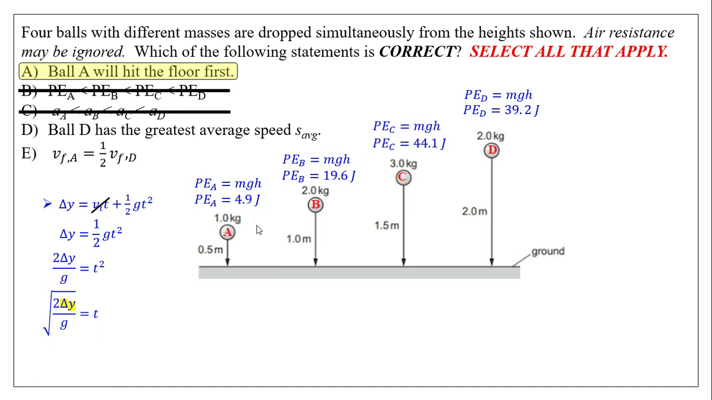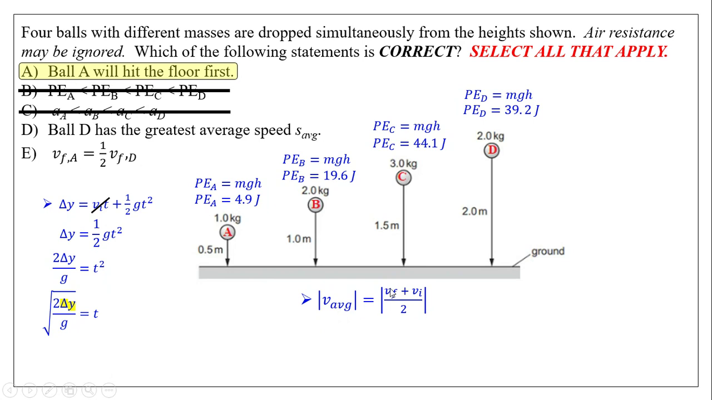Choice D says ball D has the greatest average speed. This one I think is the trickiest one of them all, so hopefully you're listening well. When an object travels one way, which in this case it is, the magnitude of average velocity is the same as average speed. The only time the two magnitudes are different is if the object turns around, but it's not. All 4 objects are being released from rest, and they're all just falling down. So right away, I can use this particular function.